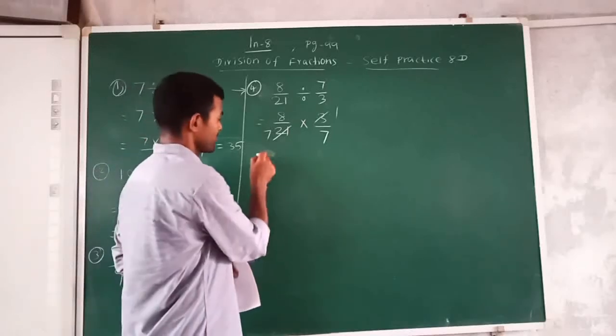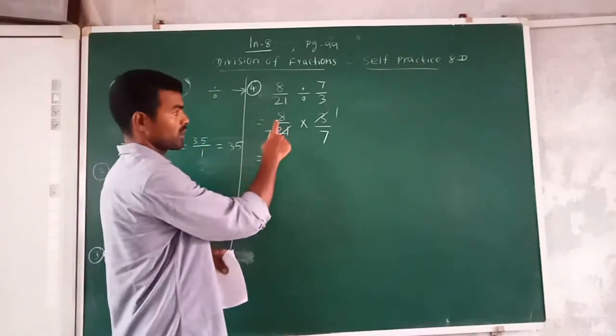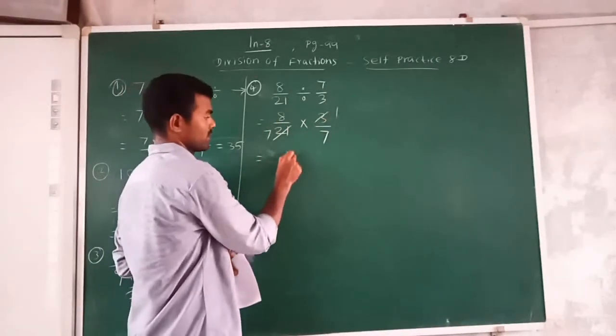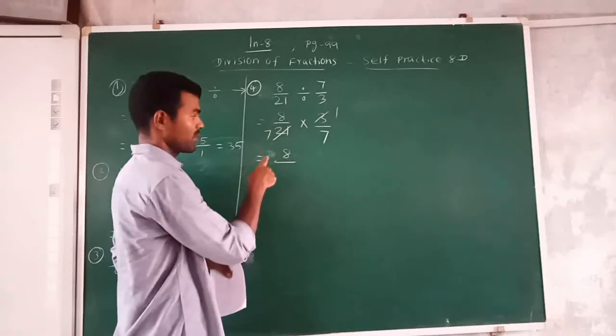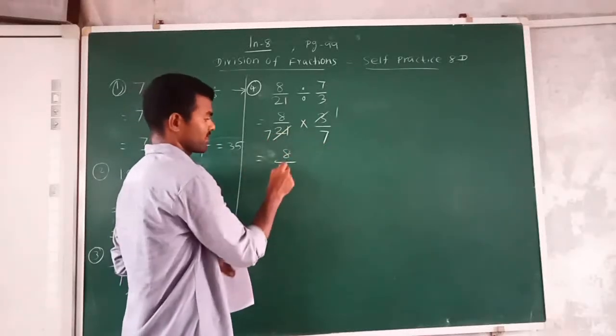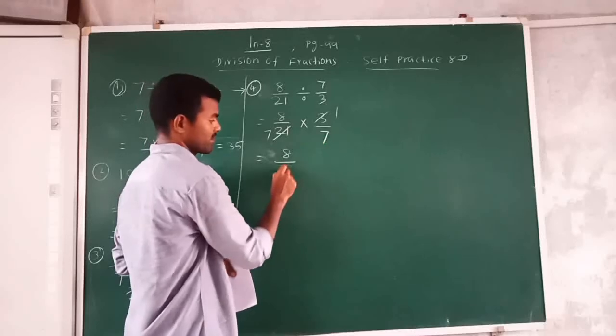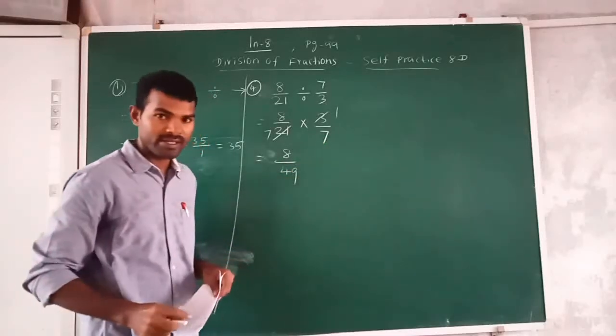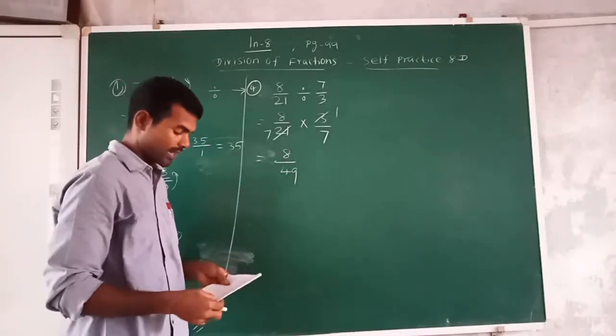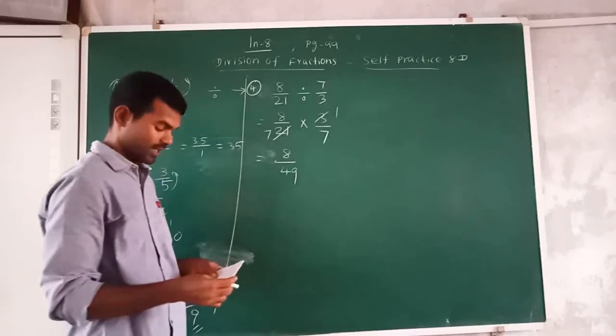Afterwards, multiply the numerators: 8 multiply 1 is 8. Multiply the denominators: 7 multiply 7 is 49. The answer is 8 by 49.